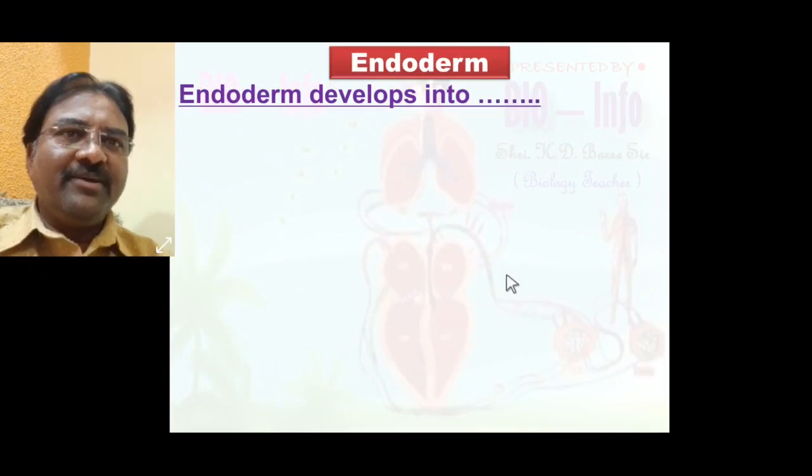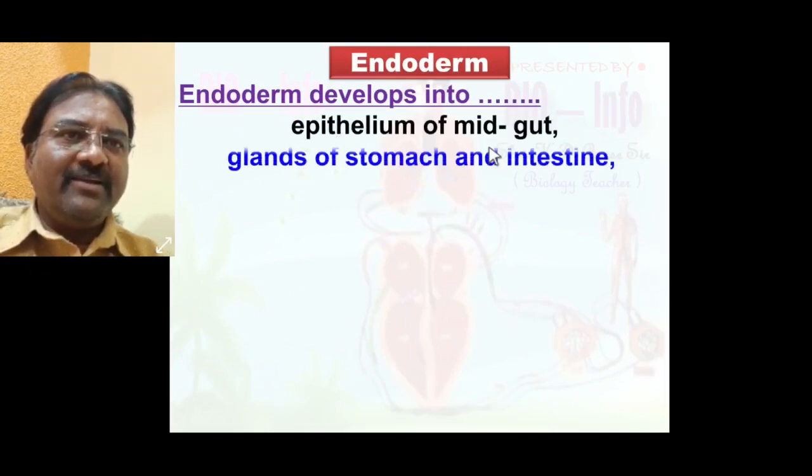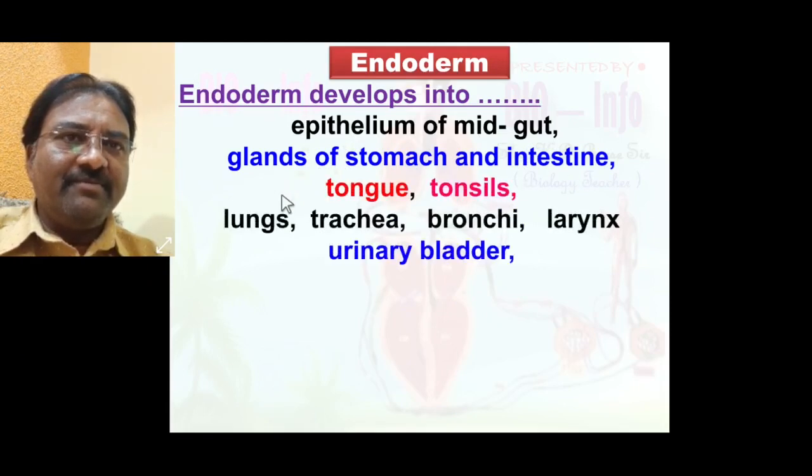Now endoderm develops into the epithelium of the midgut, and the glands of the stomach and intestine. Inside the stomach there are different glands, and inside the intestine, intestinal glands. So the glands of the stomach and intestine develop from endoderm. Tongue and tonsils are also developed from endoderm.